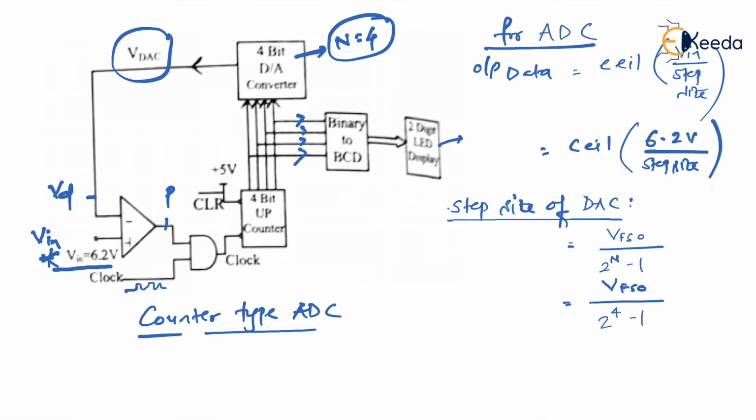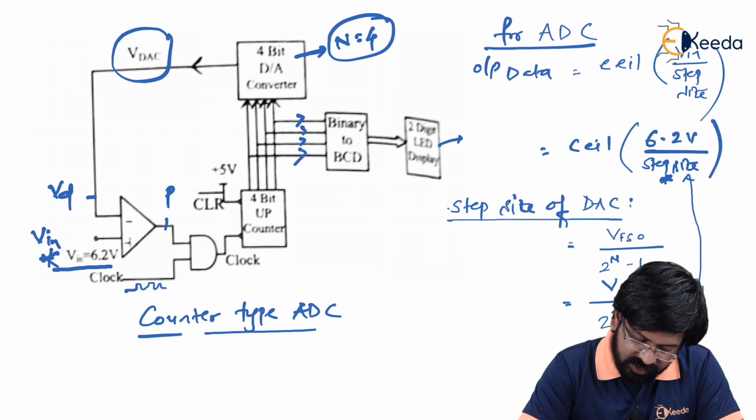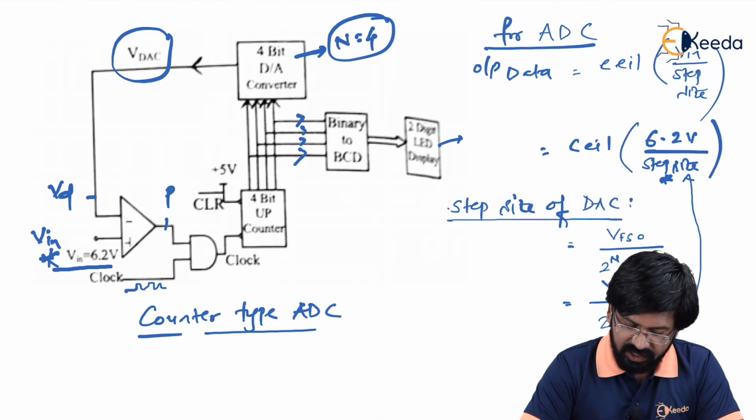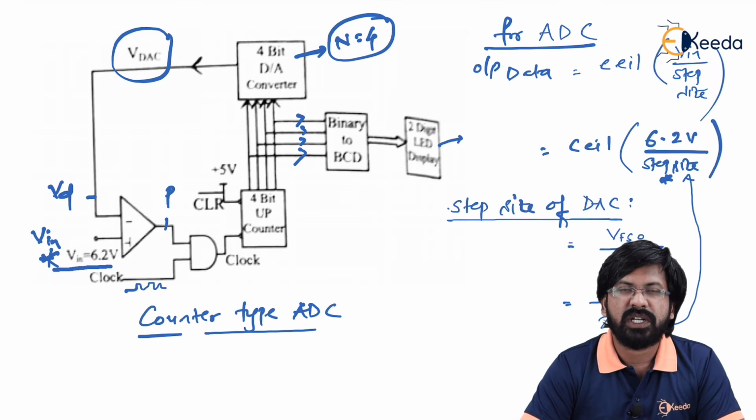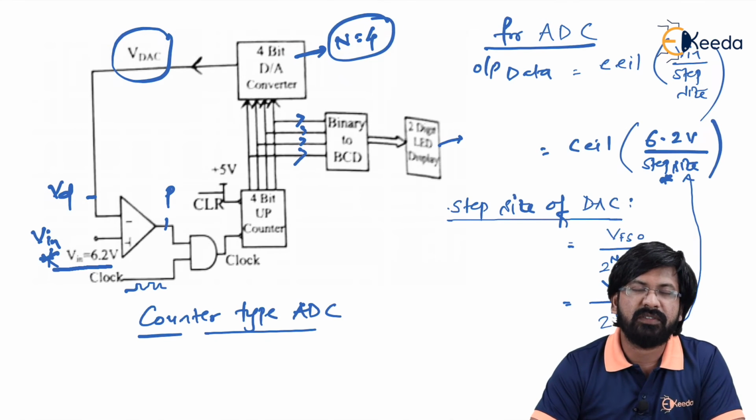So now the problem is, if this is a question mark for us, we cannot calculate the step size of the DAC, and if the step size of the DAC is not known to us, we cannot find the denominator here, and if we are not able to find the denominator, we will not get our answer. So now this is a problem: the step size cannot be calculated for the DAC because the full scale output voltage is not provided in the question. You can read the question, you will come to know the full scale output voltage is not given.